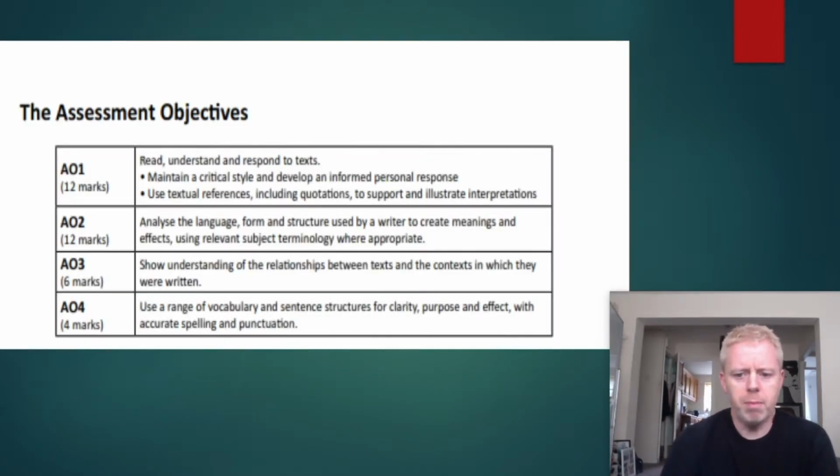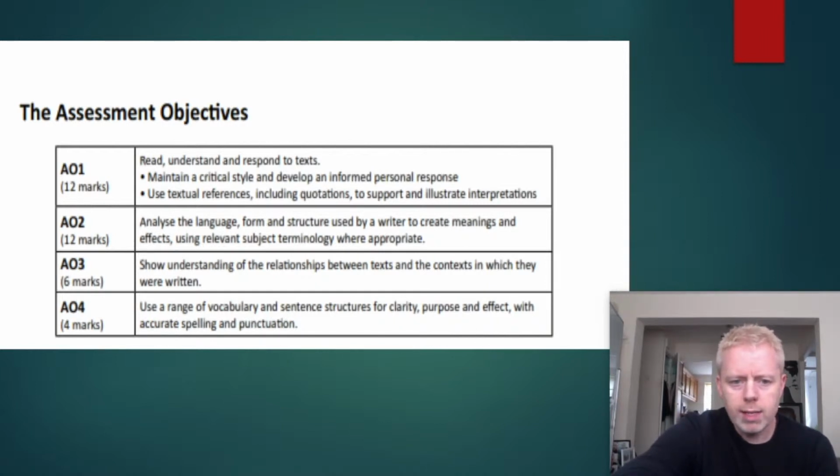Okay, so the first thing to be aware of are the assessment objectives. It's a 30-mark question on the AQA plus 4 marks for SPAG, that's the AO4. The 30 marks are divided into AO1, AO2, 12 each, and AO3, which is context, 6 marks. So you can have a read of that. Remember, this might be quite a long video. Do pause and take notes as you go.